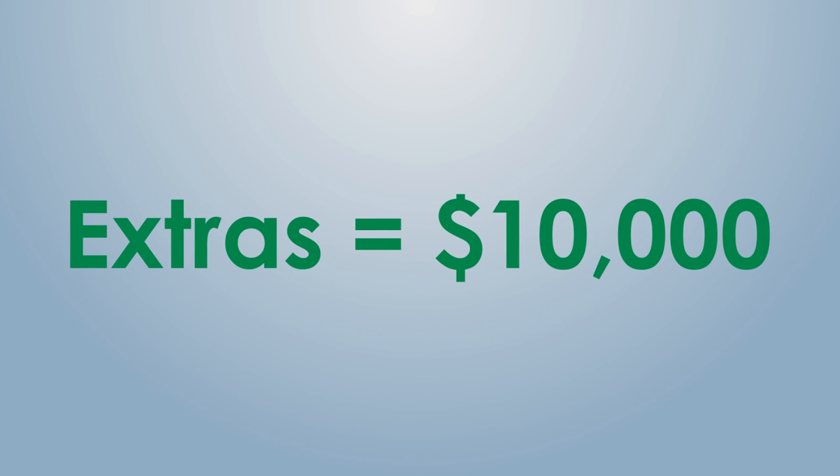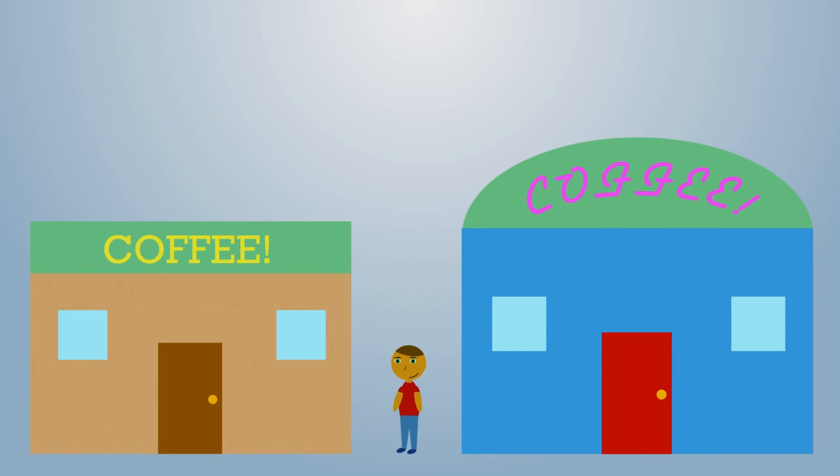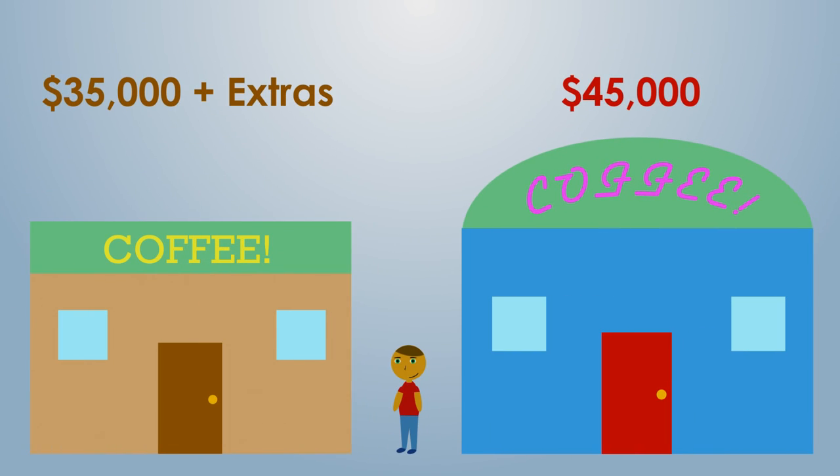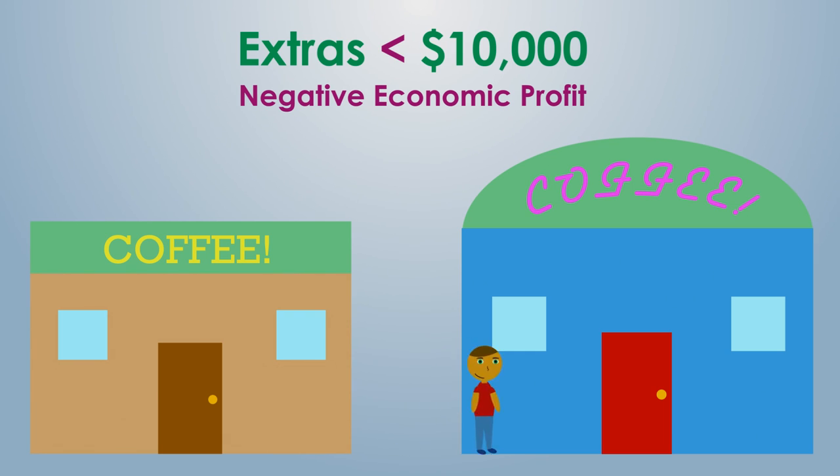In a perfectly competitive market, this would be called a normal profit, because his resources are being efficiently used relative to his other option. In this scenario, Zane would be indifferent between choosing the new job or operating his coffee shop. If Zane values the worth of the extras at less than $10,000, then he will have a negative economic profit for his shop. His economic profit would be below normal in a perfectly competitive market. This means that he would take the new job offer and close his shop.